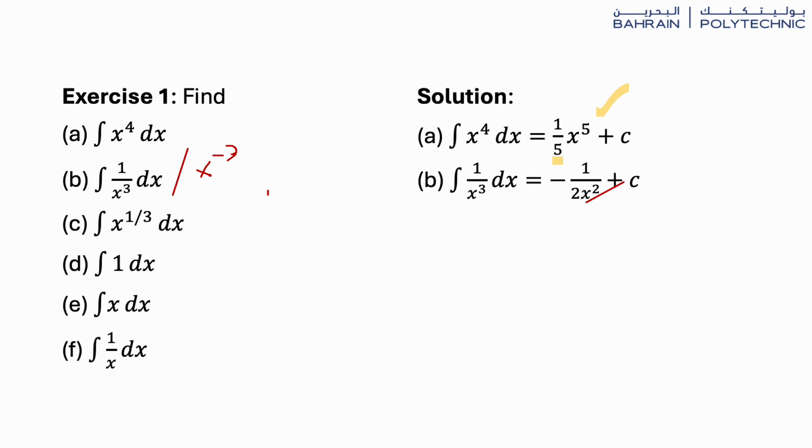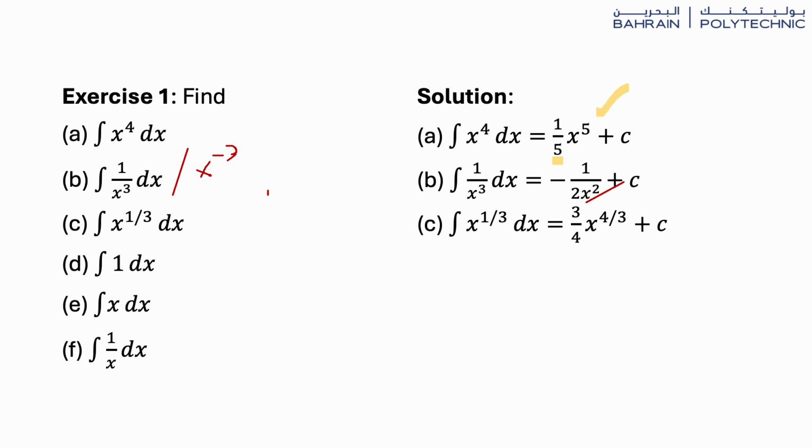Same thing here, the n will be 1 over 3, 1 over 3 plus 1, so it will be 4 over 3, divided over 4 over 3, so it will be 3 over 4 x to the power 4 over 3 plus c.